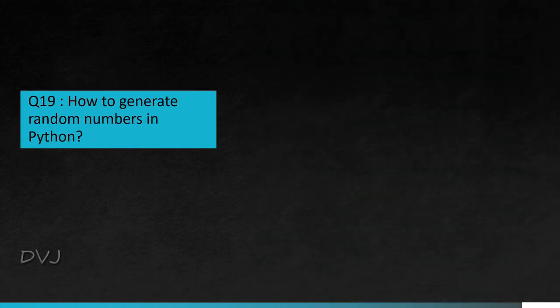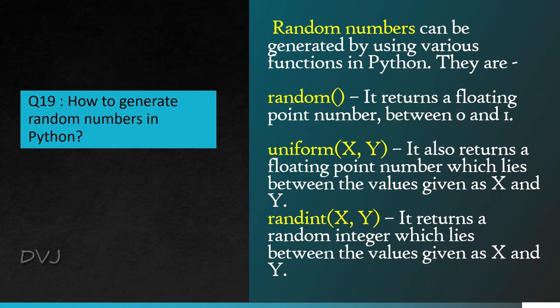Question number 19. How to generate random numbers in Python? Random numbers can be generated by using various functions in Python. random() returns a floating point number between 0 and 1. uniform(x, y) also returns a floating point number which lies between the values given as x and y. randint(x, y) returns a random integer which lies between the values given as x and y.